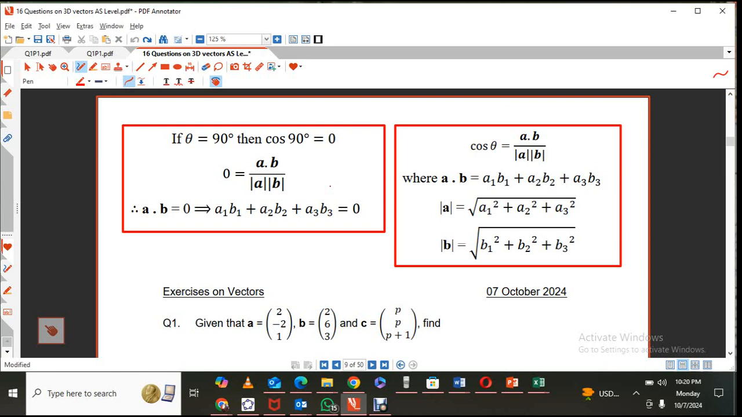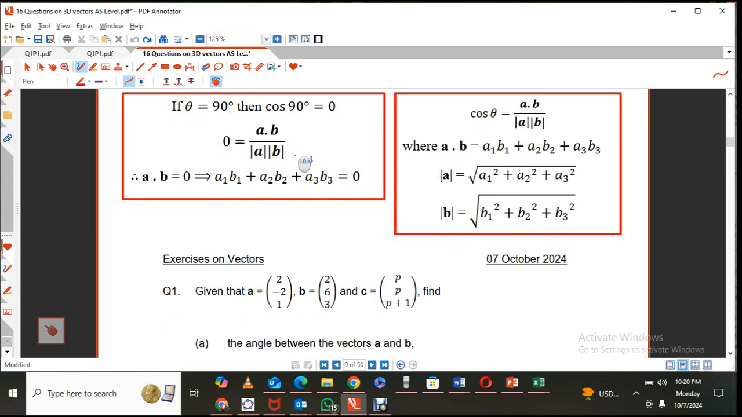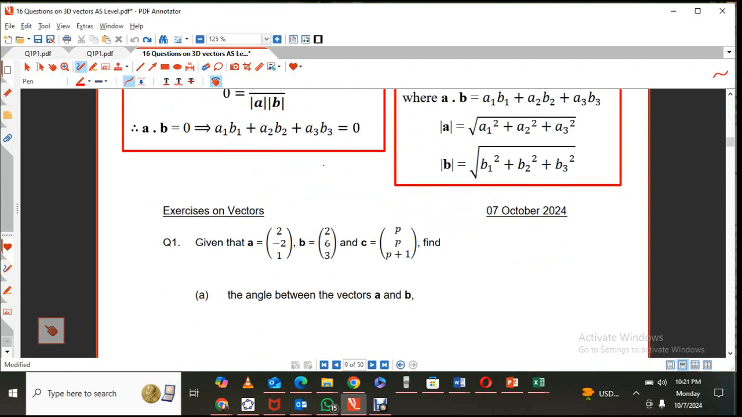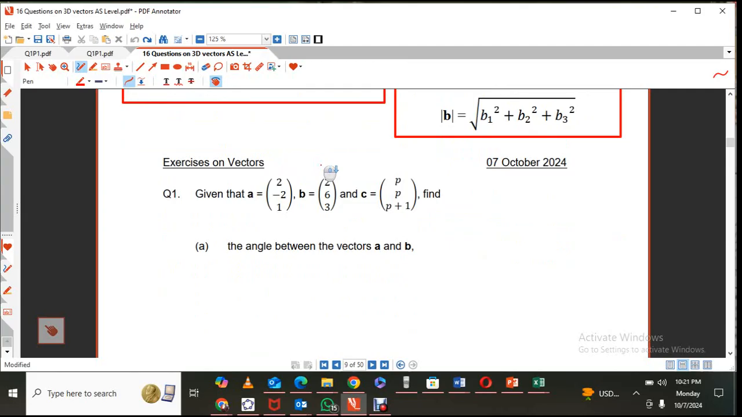This is my last series on vectors, 3D vectors, and I have prepared about 16 questions that you can go through, and also use the application of the dot product or the scalar product. You can also use it when you have an angle between two vectors, parallel vectors, and perpendicular vectors. Okay, let's go into question one directly.